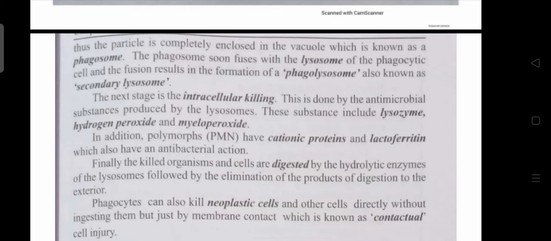Phagocytes can also kill neoplastic cells and other cells indirectly, without ingesting them, just by membrane contact. And it is called contactual cell injury. So I hope you understand this is the process of phagocytosis.